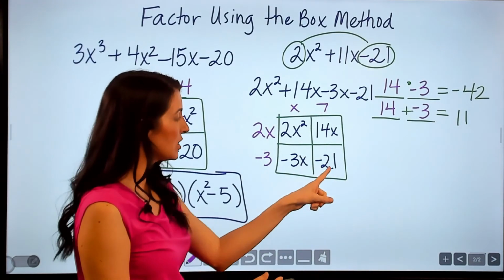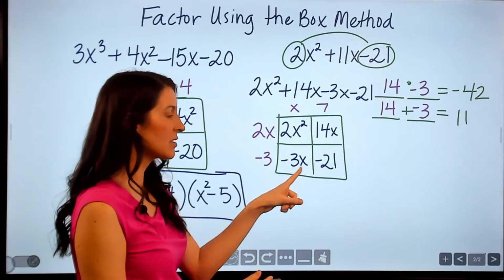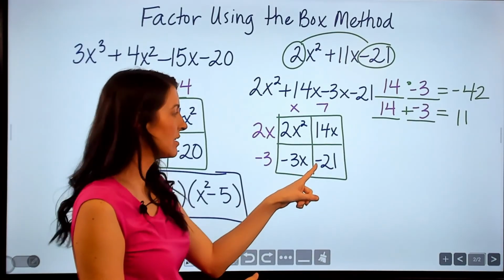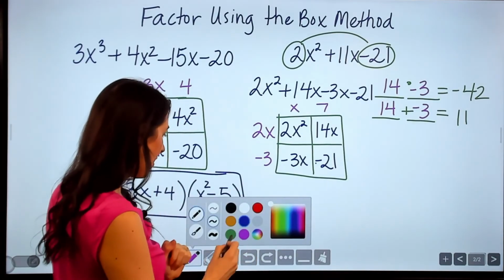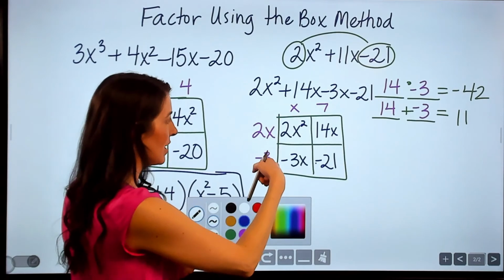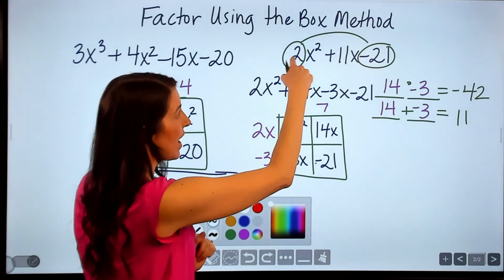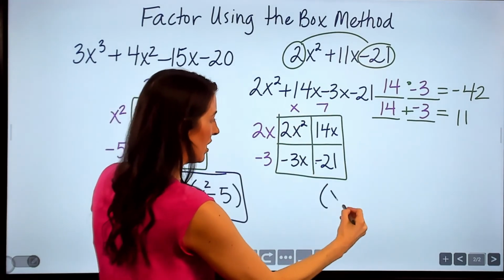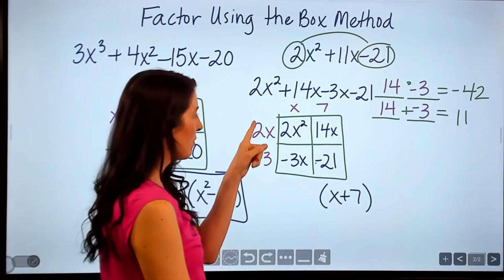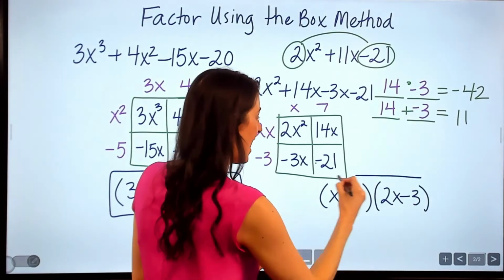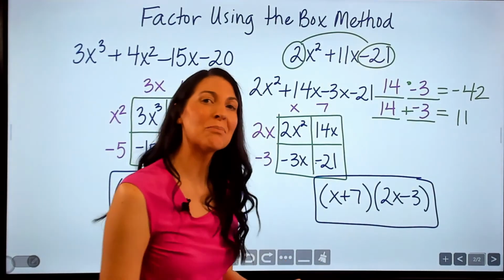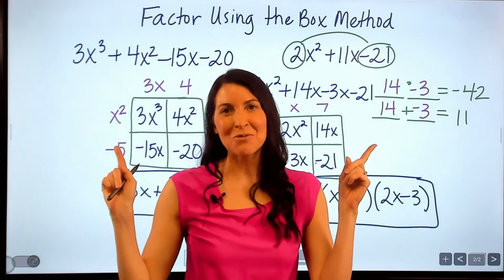Or you can look at this row and ask yourself, what's the greatest common factor between negative 3x and negative 21? And it would be negative 3. And we can find our answer on the outsides of this box. So one of my factors of this trinomial is going to be x plus 7. And my other factor is going to be 2x minus 3. And that is how you use the box method to factor these two polynomials.